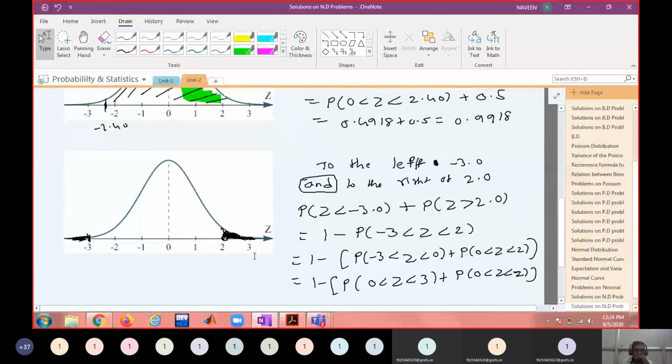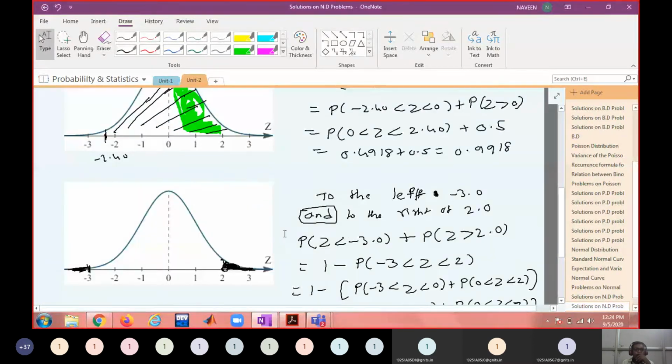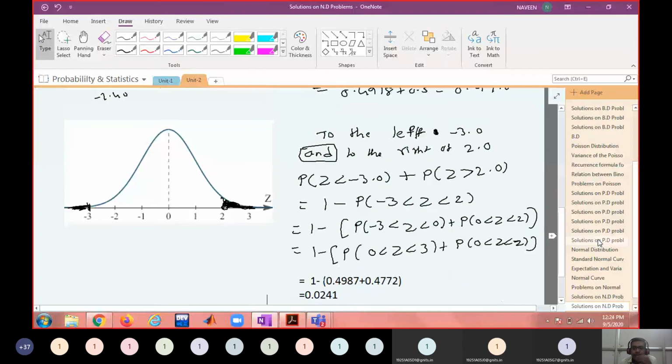I think we have covered all the cases, right? Left tail, right tail, between a negative value and a positive value, between two positive values, between two negative values. Is that okay? Shall I proceed? I'll just discuss one more problem and stop the class. All of you look at the next problem.